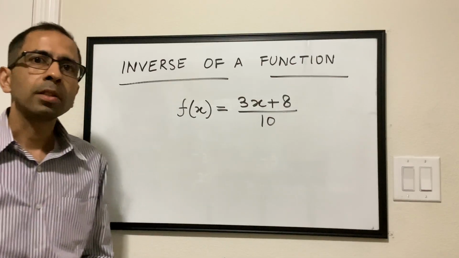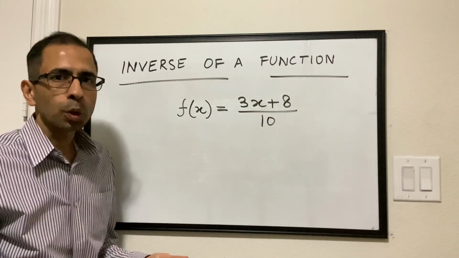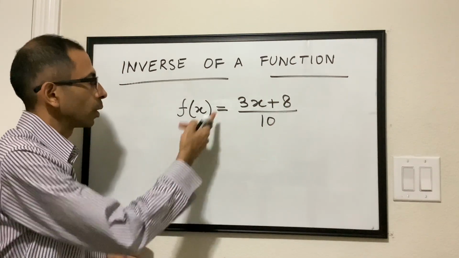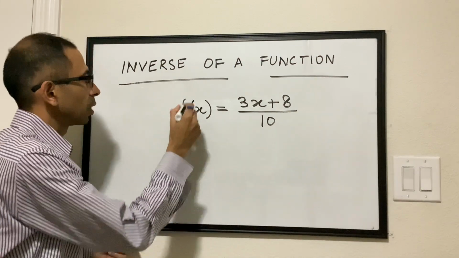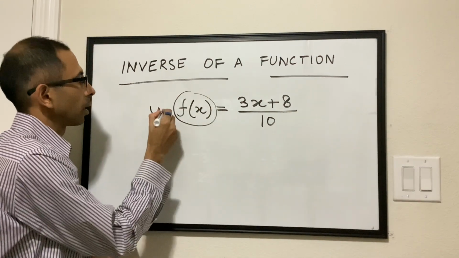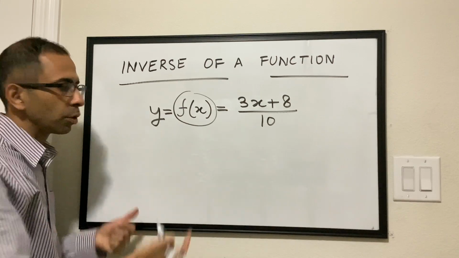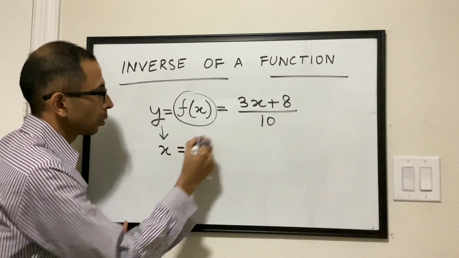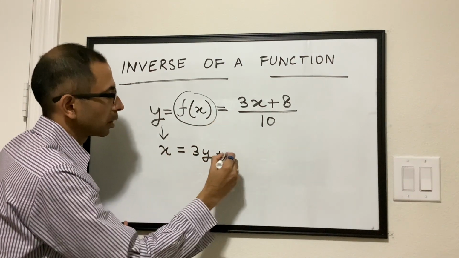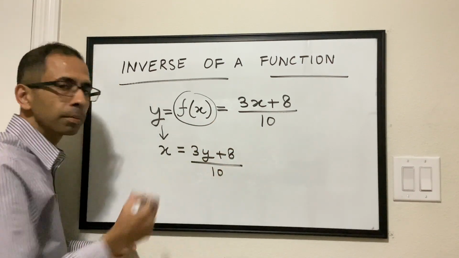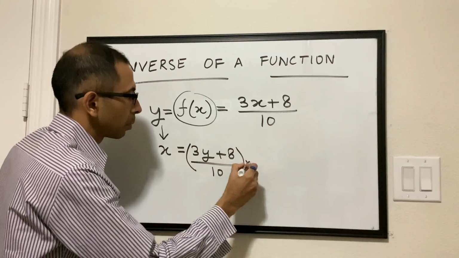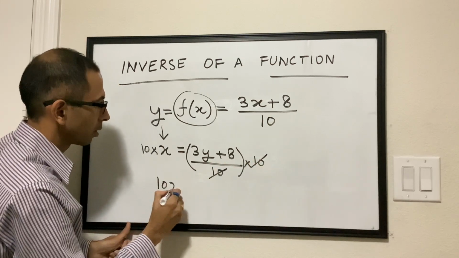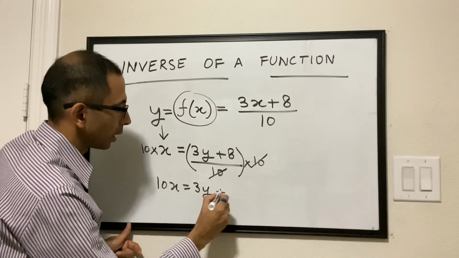Let's take another example and see how we find the inverse of this function. Here we have the function f(x) is equal to (3x plus 8) divided by 10. Now f(x), or the function, is nothing but the value of y. So in the first step, you're going to swap x and y. So we're going to swap y with x. So x is equal to (3y plus 8) divided by 10. We multiply with 10 on both sides and we get 10x is equal to 3y plus 8.